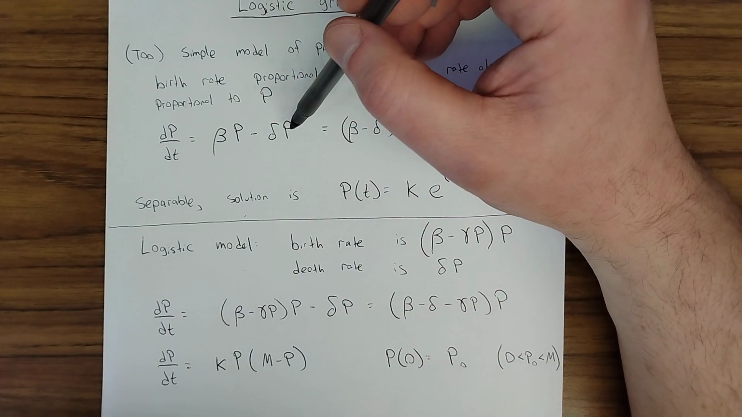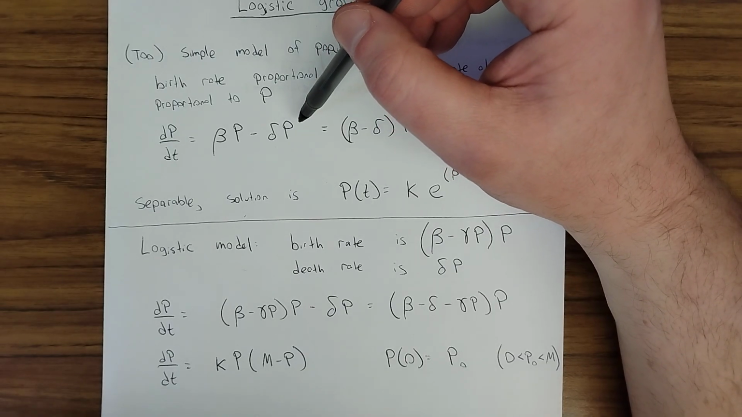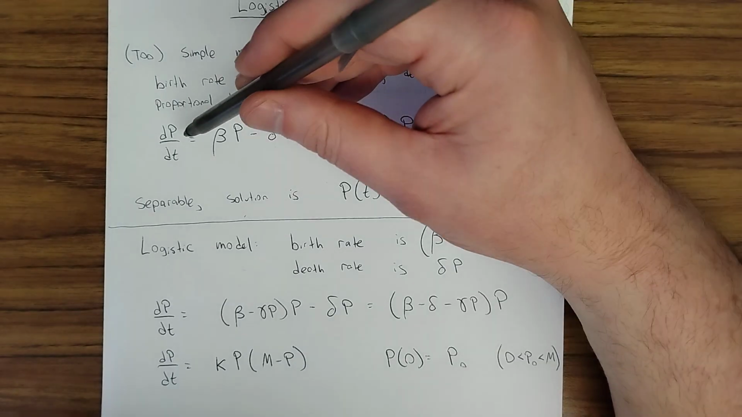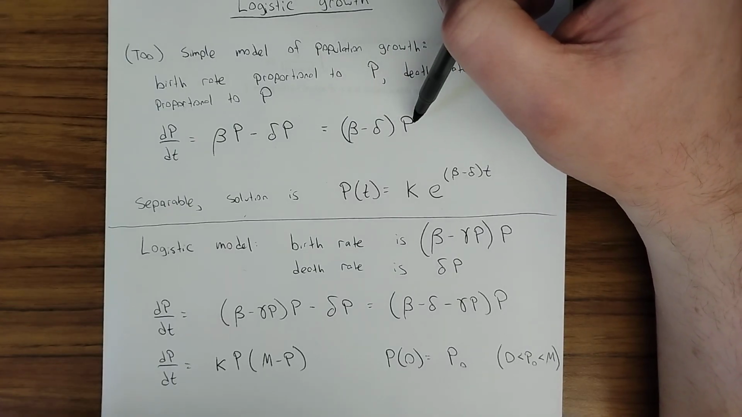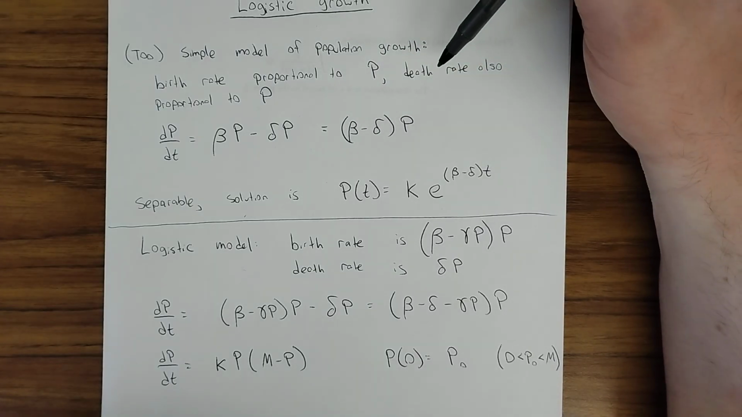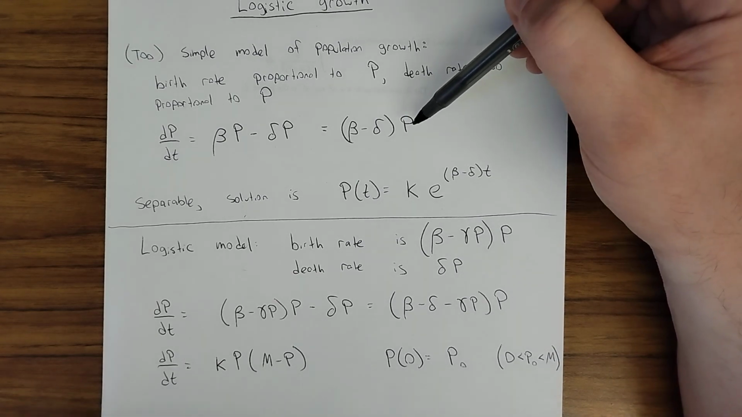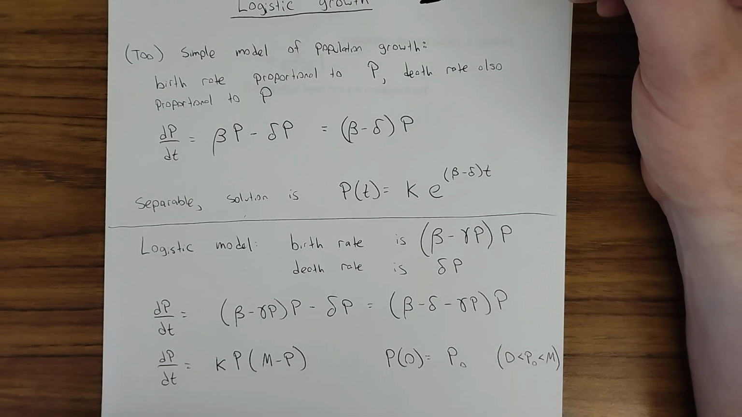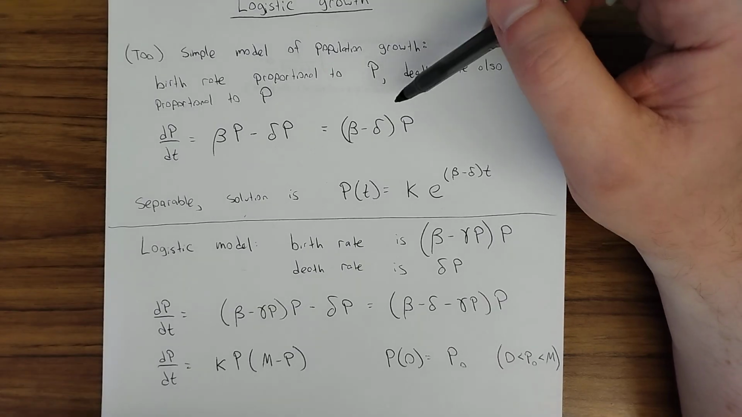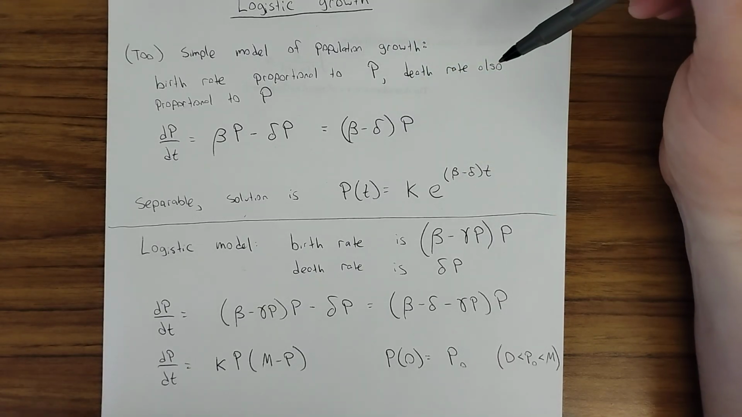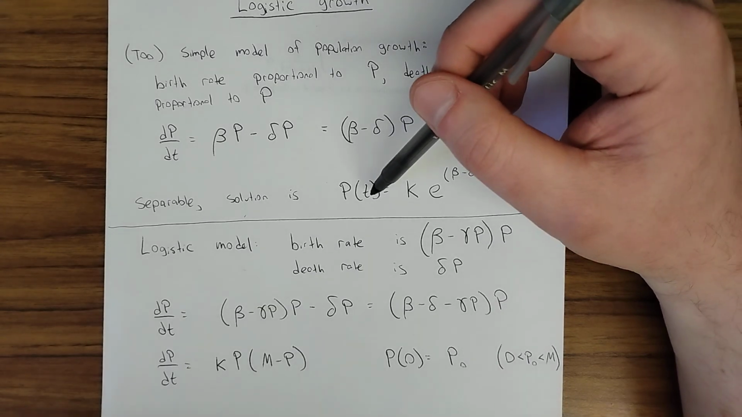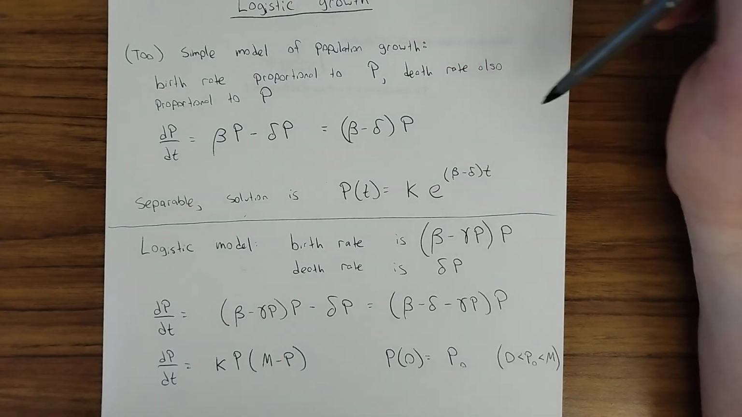So this is an easy differential equation. I'm not really going to show the work. I can factor out a P here, and then I just have a constant times P because beta and delta are both constants. So this is a separable differential equation. You can solve it at home, and I'll just tell you what the answer is. P of t is this.